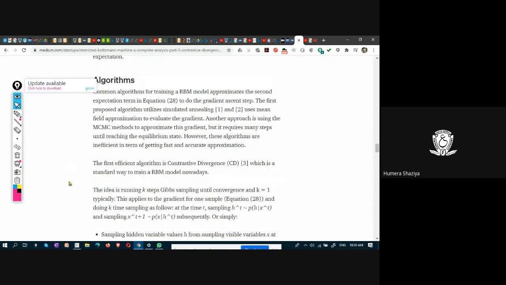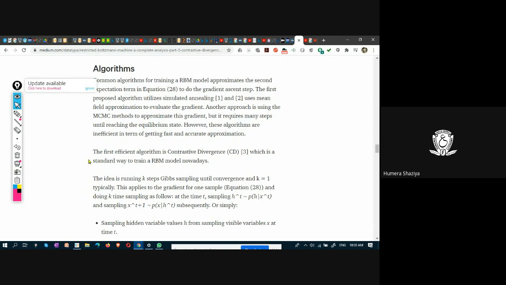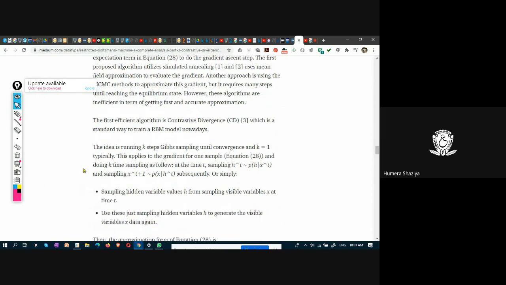And the algorithms for training the RBM model approximate the second expectation term in the equation. In probability and statistics, you know that there is a first expectation term and a second expectation term. So here, through the second expectation term, algorithms train the RBM, and one of the algorithms is contrastive divergence, which is a standard way to train the RBM model.